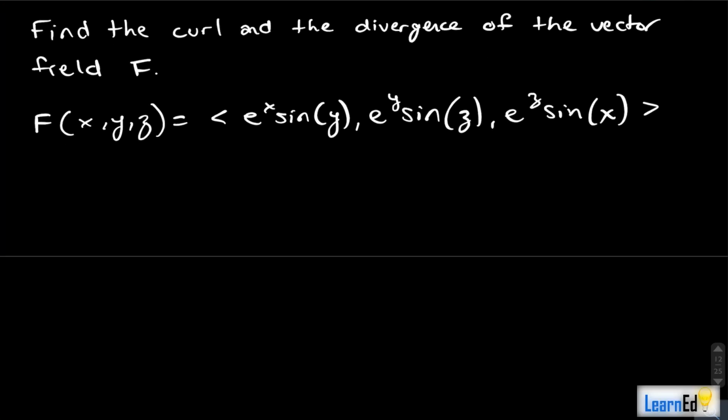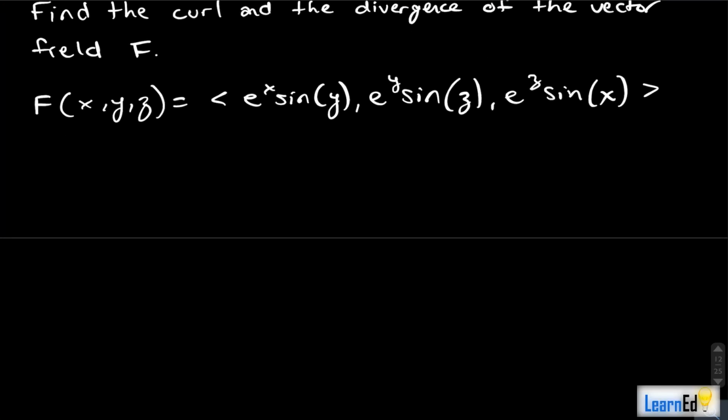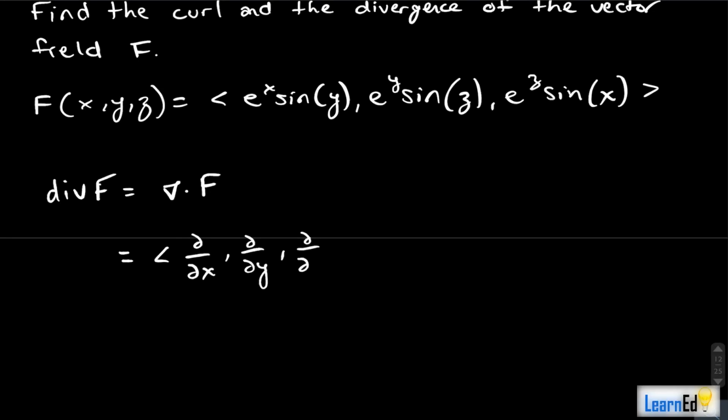We'll first do the divergence just because it doesn't have the cross product. So we'll do the divergence of f, which equals del dot f. And so we're going to be dotting. Remember, del is just partial derivatives. And that's going to be dotted with f, which is e to the x sine y, e to the y sine z, and e to the z sine x.